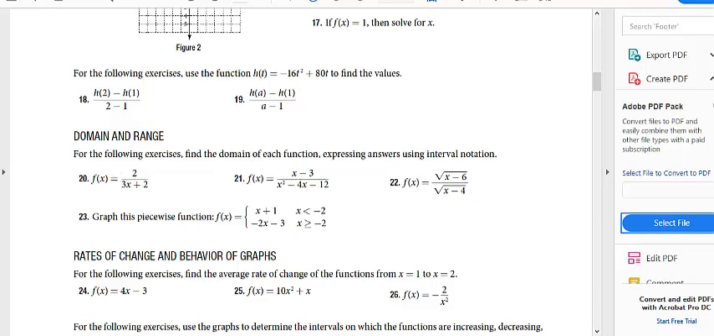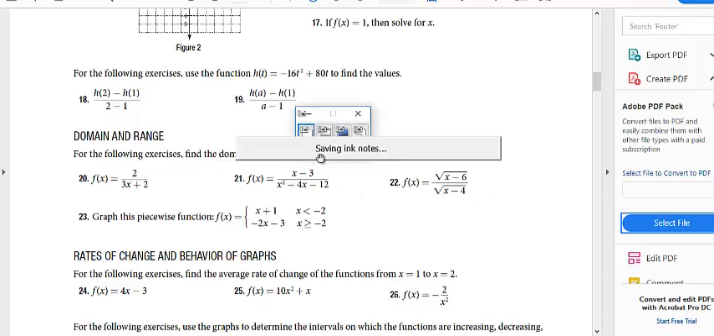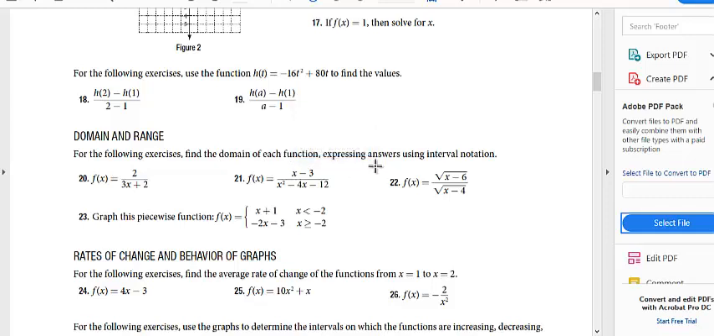So I'm going to copy these over to my smart board. I'm going to do each one separately so I have a little more room. So it's asking for both the domain, oh, it's just asking for the domain. The range is probably all real numbers.